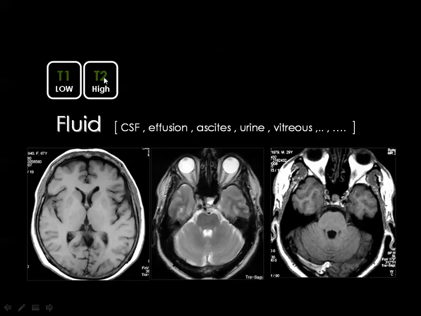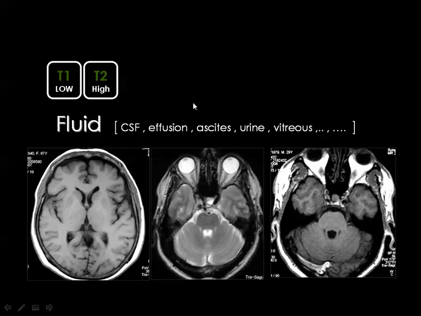Then what will appear low signal in the T1 and high signal in the T2? This is fluid, and the fluid like CSF, for example, like vitreous in the eyeball, like effusion anywhere, like ascites, like urine. Any structure that contains a fluid-like component will appear low in the T1 and high in the T2.